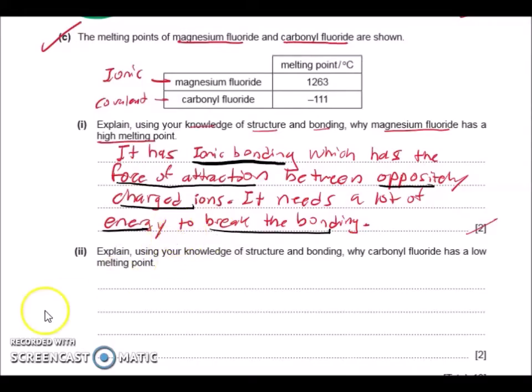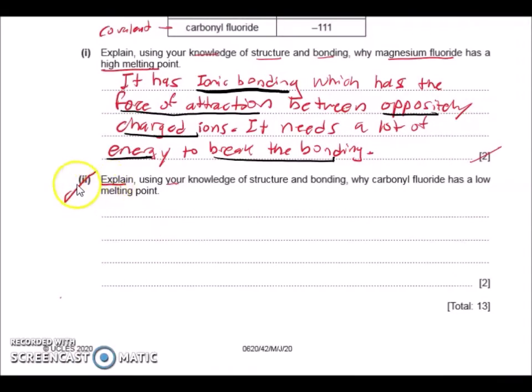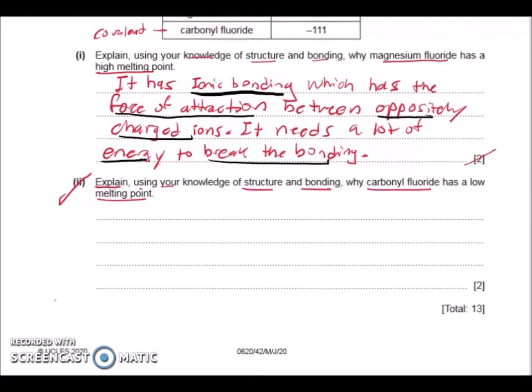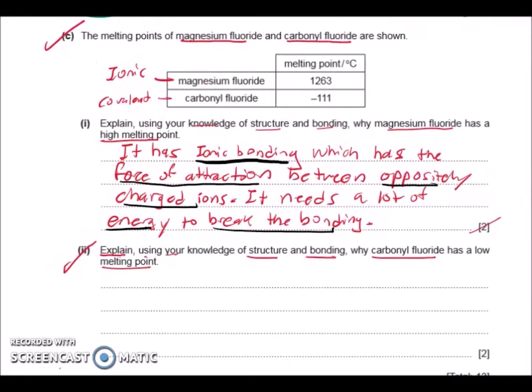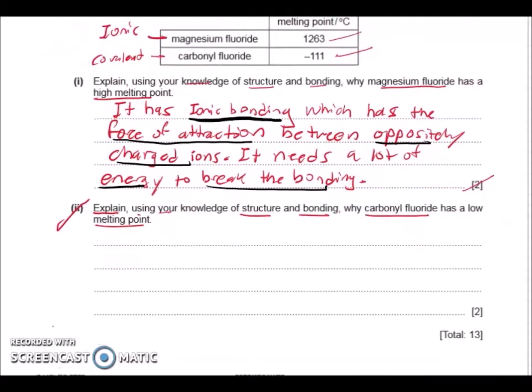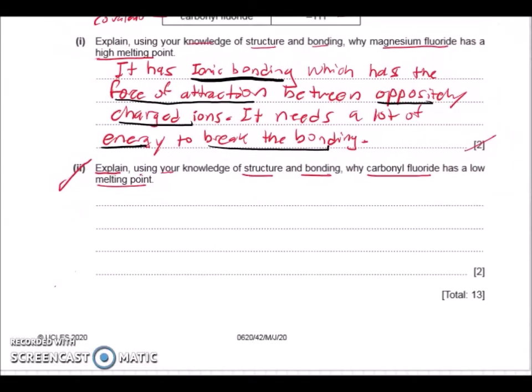Okay, next we are going to number 2. Now for the second one, explain using your knowledge of the structure and bonding why carbonyl fluoride has a low melting point. Let me scroll above. So they have about negative 111, and here is about 1000 over. So this is a covalent bonding.